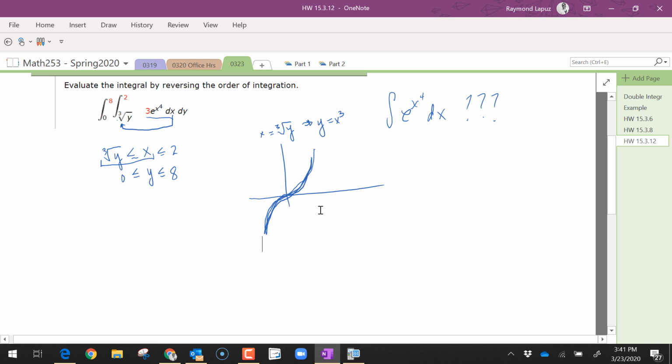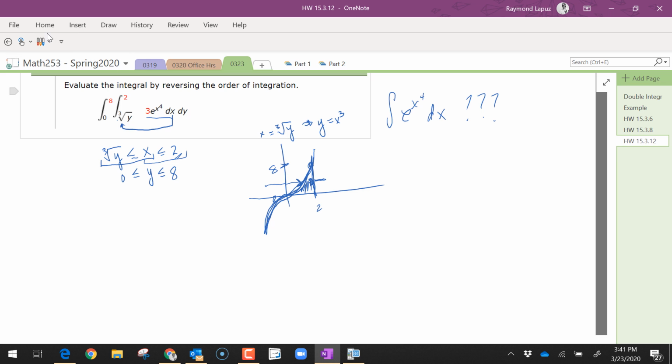And then the x goes from there, and then x is equal to 2 is here, and so you probably would guess that the intersection here is 8. It's not always going to be, but in this case it is. So according to this, you're integrating with respect to x first, and you're going to be inside of the region here, and then you're going to come out of the region when x is equal to 2. And then your y goes from 0 to 8.